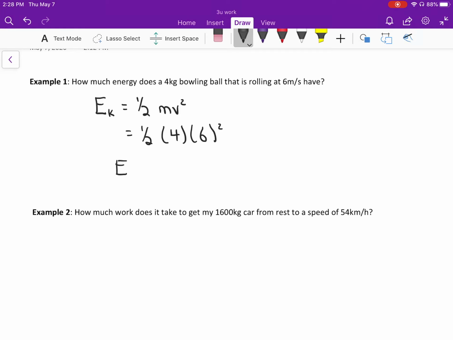So we get 1/2 of 4 is 2. 2 times 6 squared is 36, so 2 times 36, this one works out to be 72. Now unit-wise, we had kilograms, and then multiplied by meters squared per second squared.